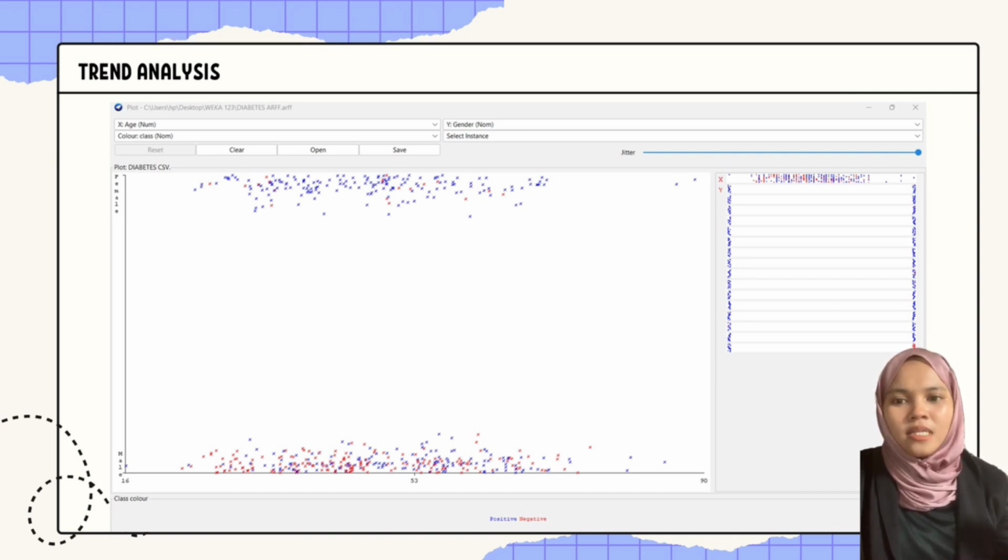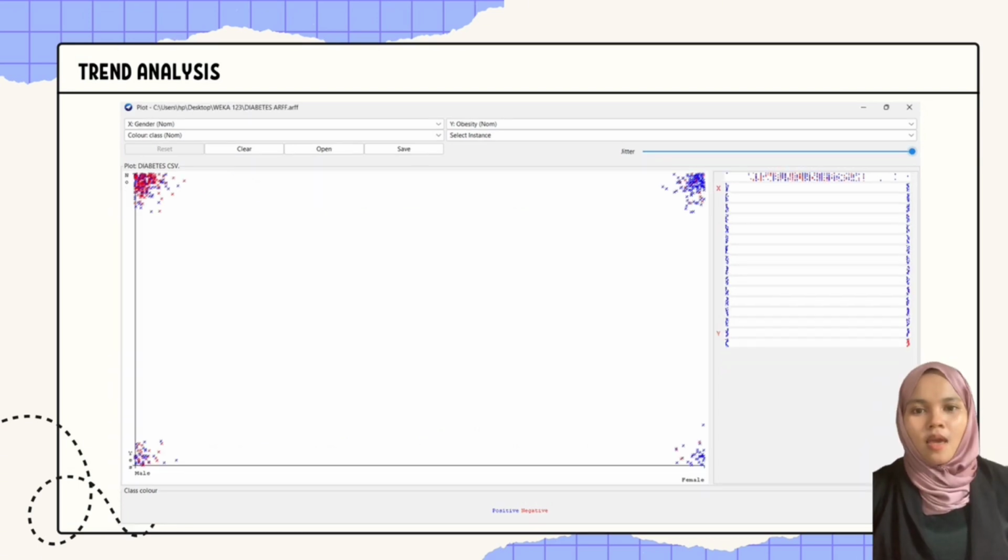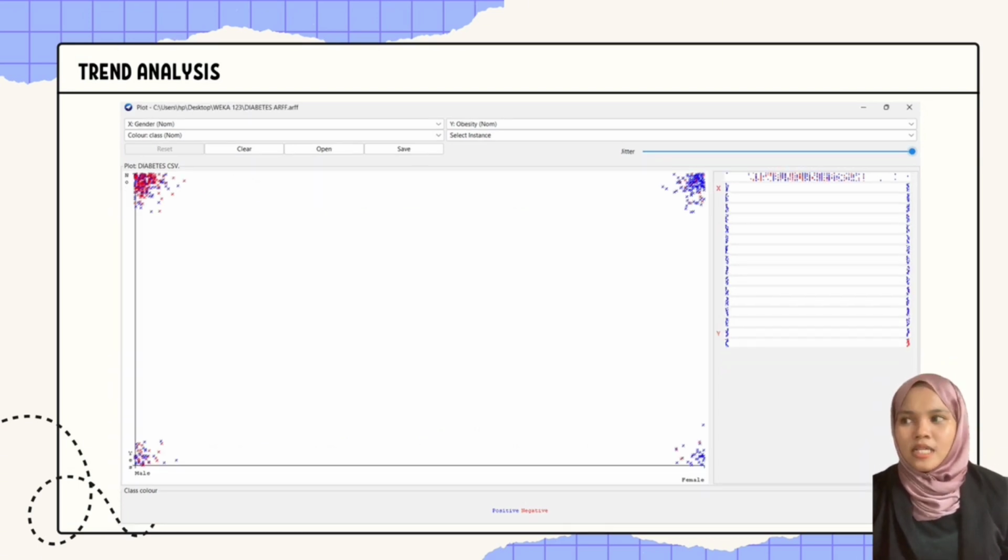In summary, males seem to have a higher proportion in the negative class, while females are higher in the positive class. The next figure displays a trend analysis between gender, which is male and female, and obesity, which includes no and yes. It shows that for males, the trend leans more toward negative. Meanwhile, for females, the trend leans more toward positive. Overall, the trend depicted in the figure suggests that females reported lower obesity rates compared to males.